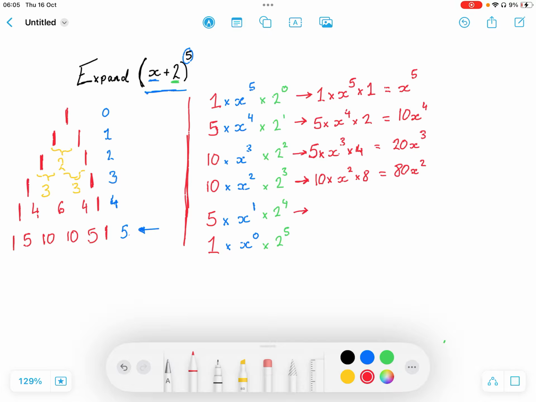Keep it moving. 5 times x to the power of 1 is just, well, 5x, isn't it? Well, I can write that 5x1. 2 to the power of 4. 2 times 2 times 2 times 2 gives me 16. Well, 5 times x1 is just, well, 5x, right? Times by 16 gives me 80x. I don't need that power of 1, do I, if it's just the power of 1?